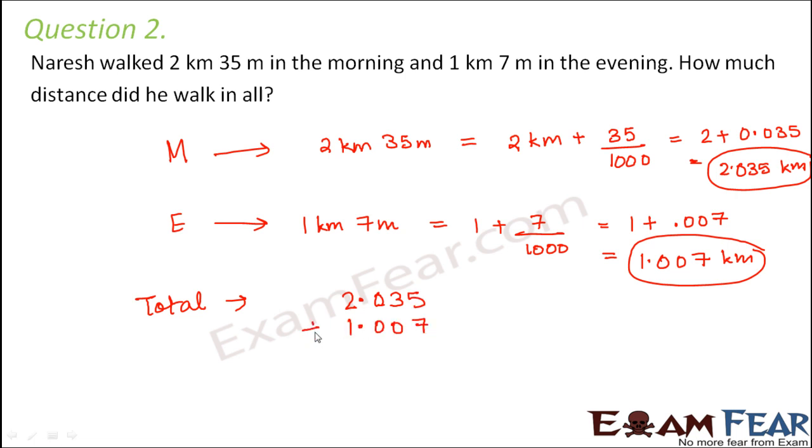1.007. Let's add column wise from right. 5 plus 7 is 12. So you have 1 carry forward. 3 plus 0 is 3 plus 1, that is 4. 0 plus 0 is 0. 2 plus 1 is 3. So this is 3.042 kilometers. So this is the total distance that he covers both morning and evening.